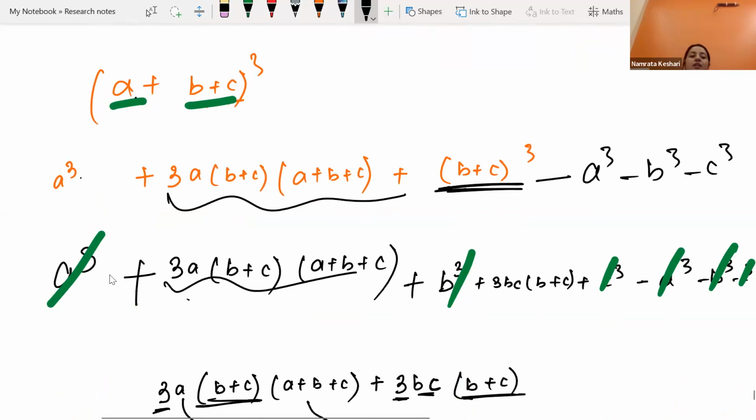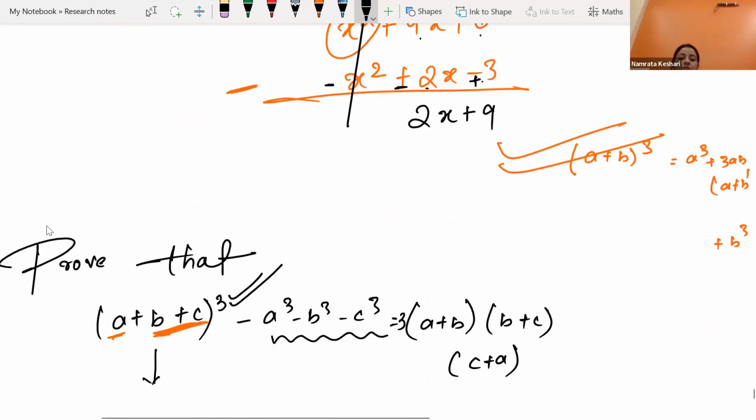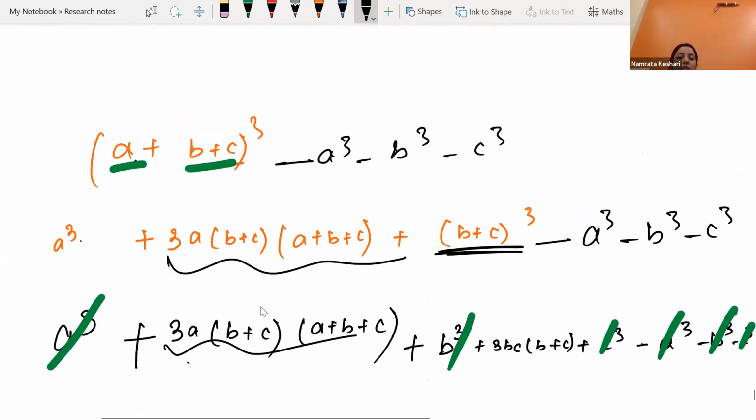So we have done the expansion a cube and then b cube and then 3ab in bracket a plus b we have written, and then all the remaining terms from the left side we have just copy pasted here. A cube minus b cube minus c cube we are having. You can check the question. Tejas has shared this question that we are supposed to prove that left hand side is equal to right hand side, and we are doing the same. We are working on the left hand side, and this is what we have got.